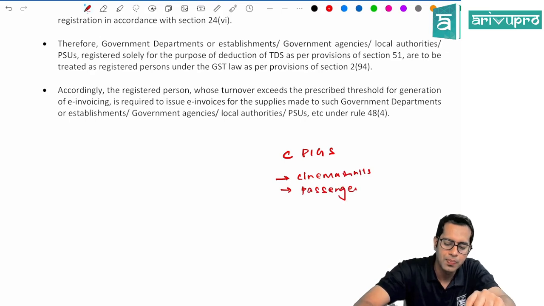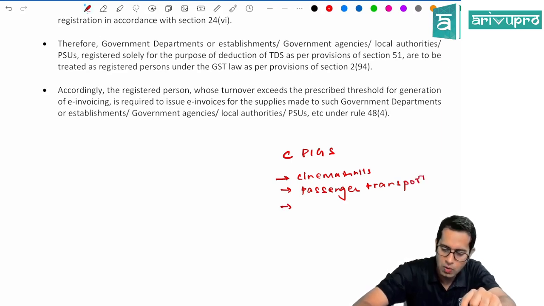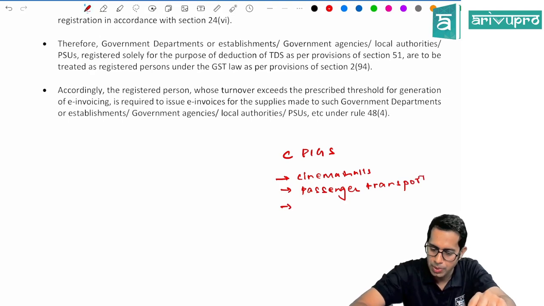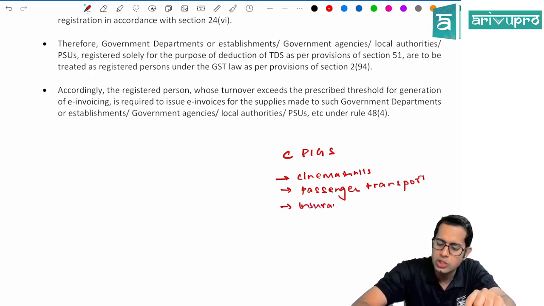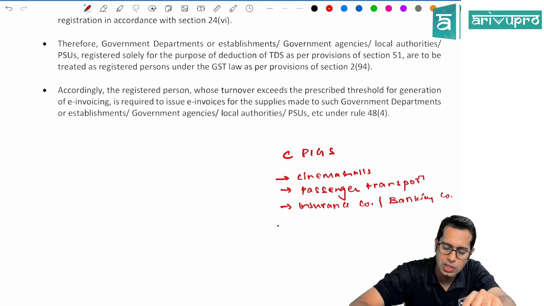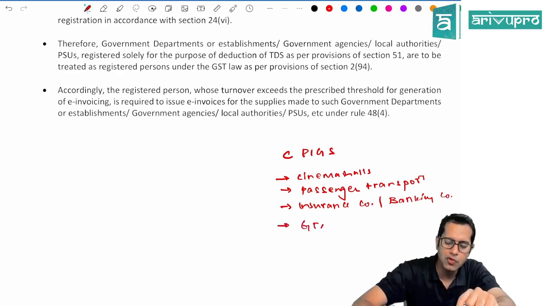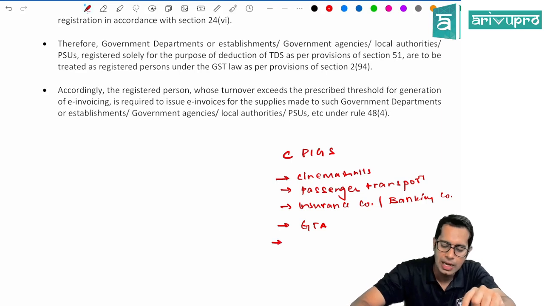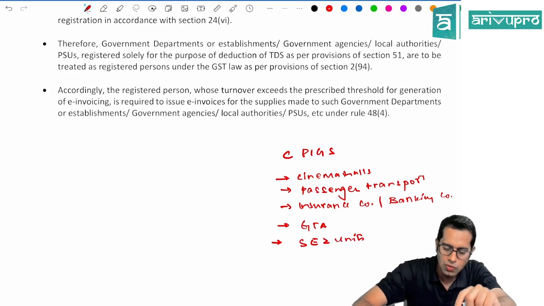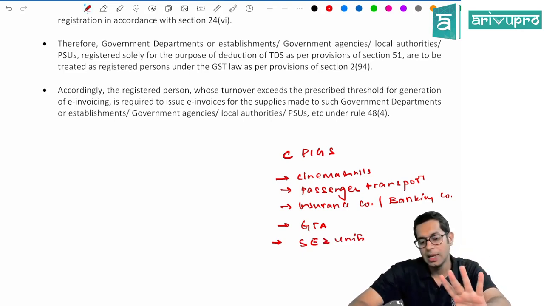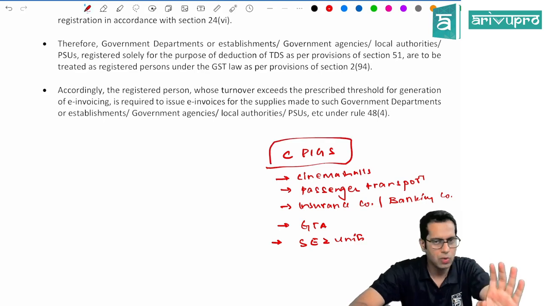if you are a passenger transport service provider, if you are in the business of passenger transport, if you are I, for what, sir? Insurance company, or a banking company, if you are a goods transport agency, and S for SEZ units. So for these 5 people, what is not applicable? E-invoicing provision is not applicable.